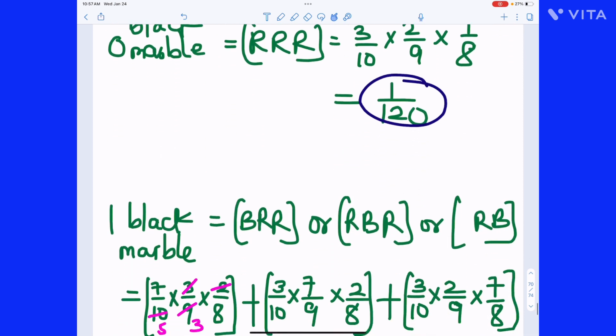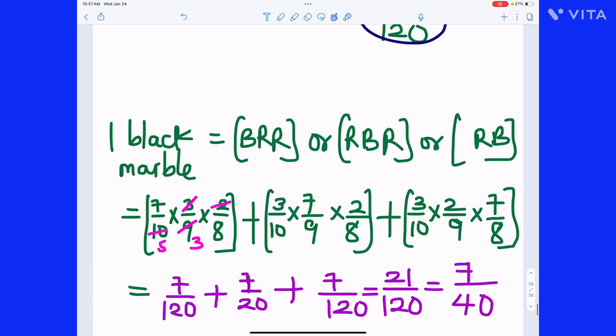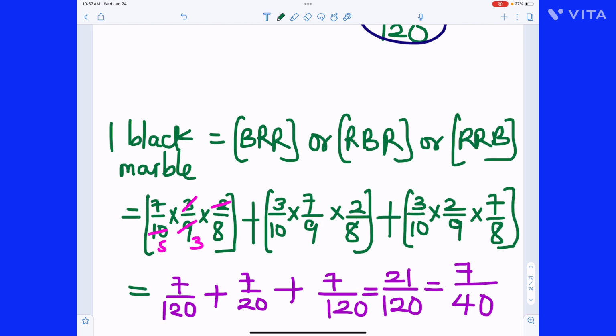You keep that. Probability of choosing 1 black is, 1 black marble can be chosen in any of these ways. Either black first, then red, red, or red, black, red, or, I think we have made a mistake here. Black, red, red, or red, black, red, or red, red, black. This should be red, red, black.